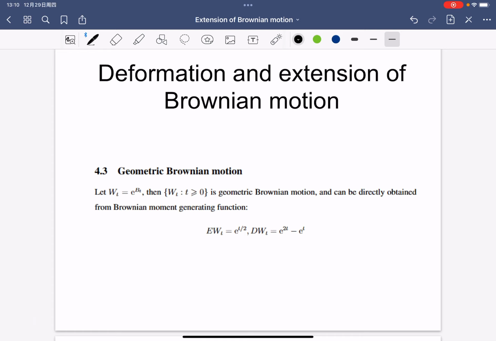Geometric Brownian motion, also called exponential Brownian motion, is a stochastic process in continuous time, in which the logarithm of a random variable follows Brownian motion. Geometric Brownian motion has applications in financial mathematics and is used to model stock prices in the Black-Scholes model. The Black-Scholes model is widely used in financial mathematics.